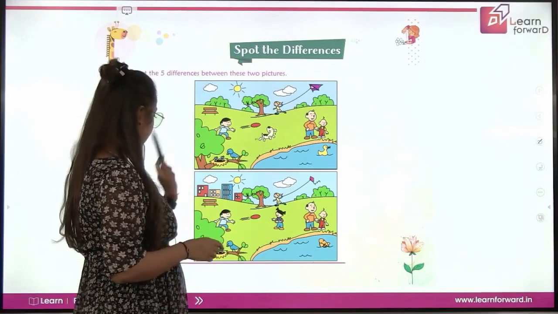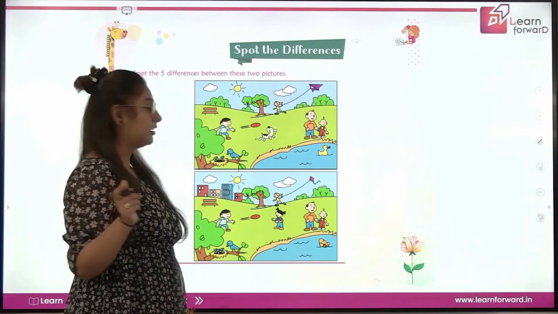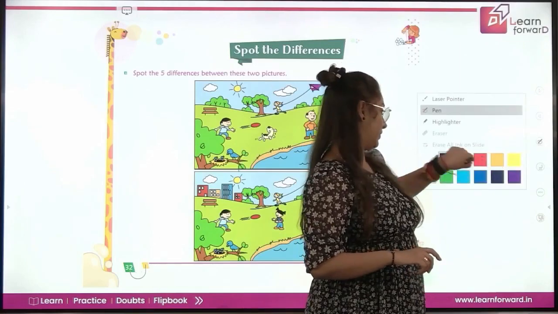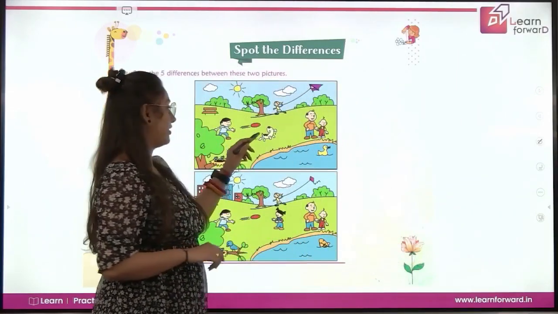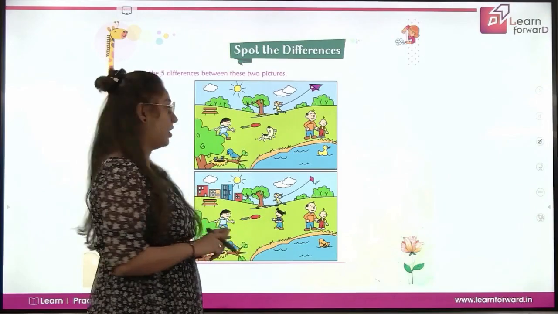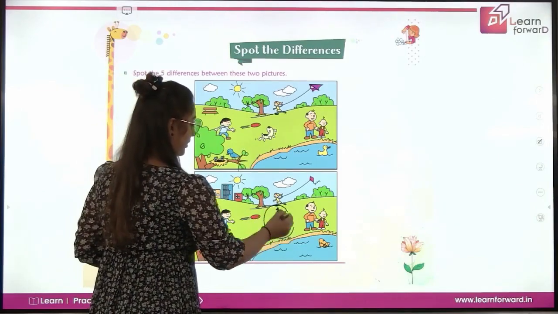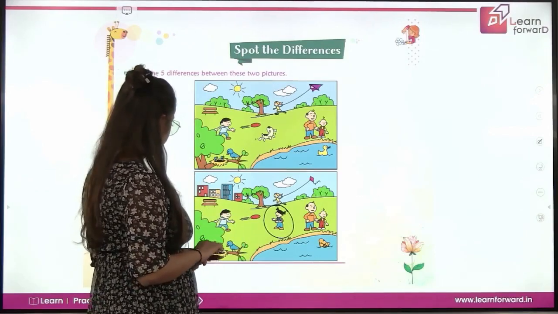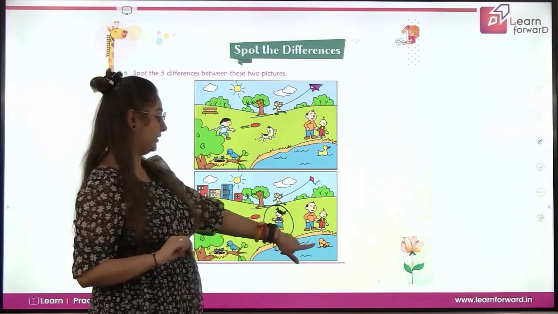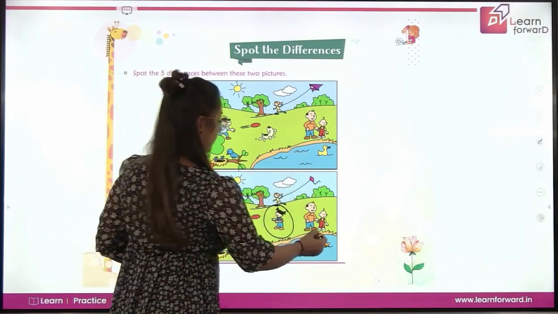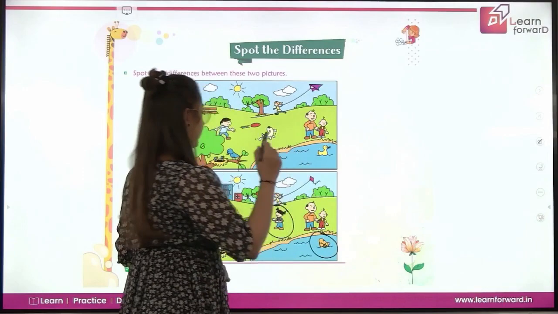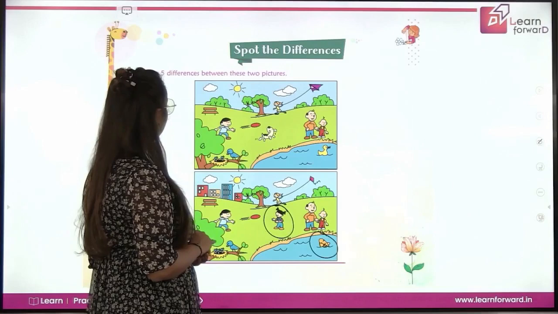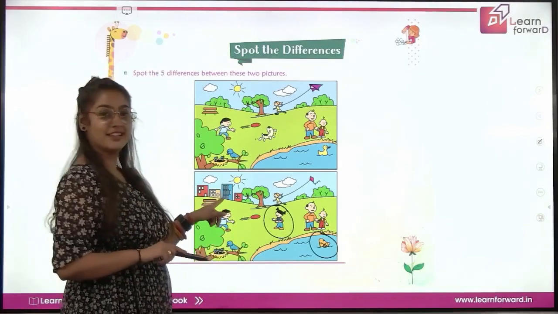First of all, tell me one difference. There is a dog here and here is a child. First, now find out the second difference. This, circle this. Another, the third one. This.